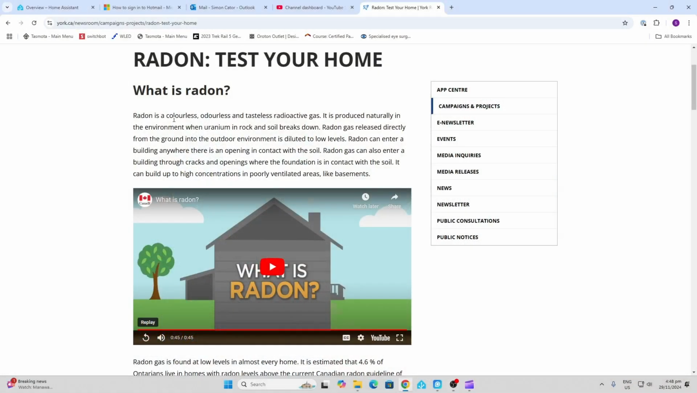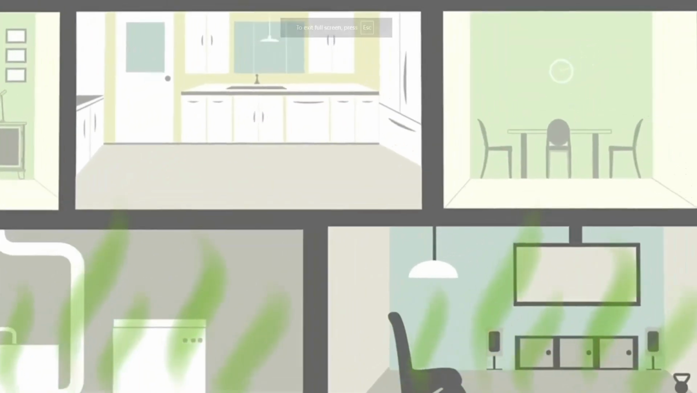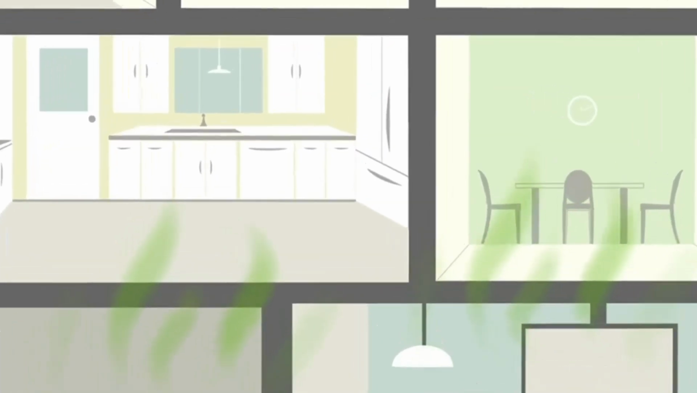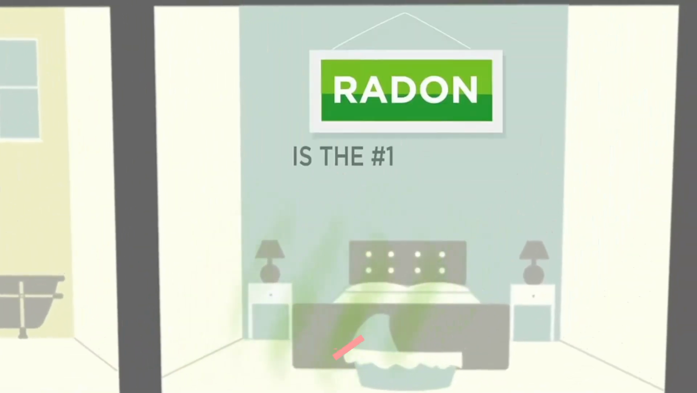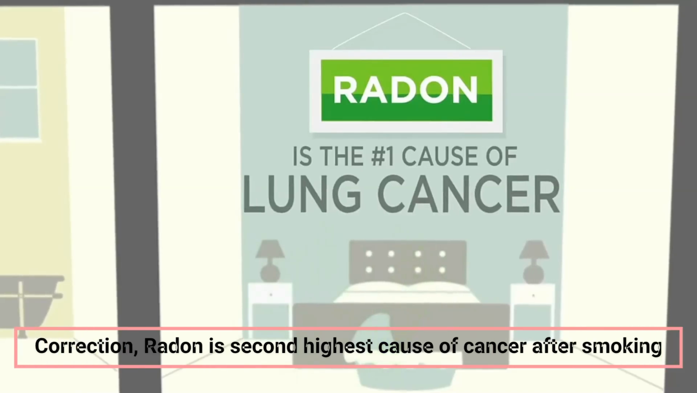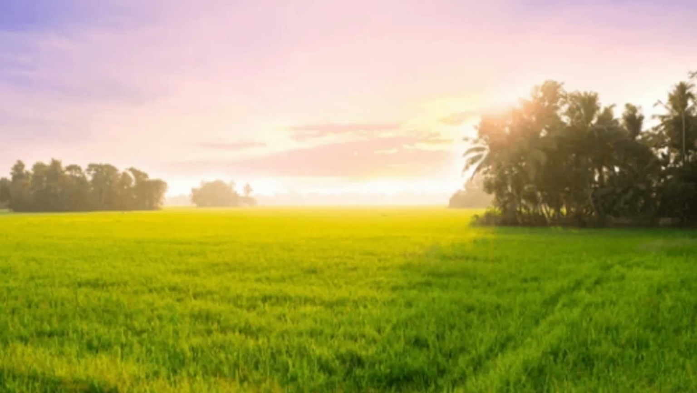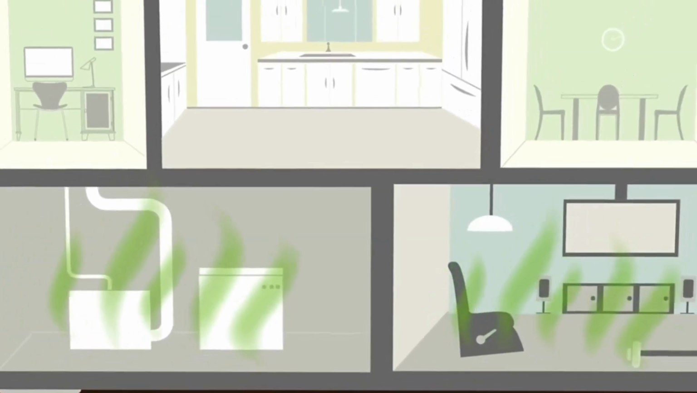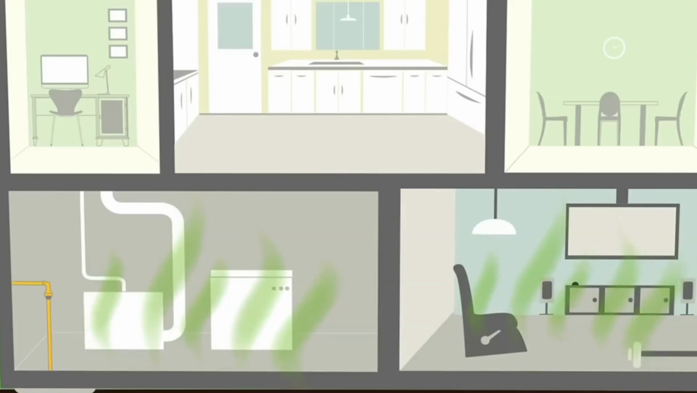So radon is a colorless, odorless, and tasteless radioactive gas, which is produced naturally in the environment when uranium in rock and soil starts to break down. It's released directly from the ground into the outdoor environment. Now, when you're outdoors, it's normally pretty safe because you've got fresh air moving it away continuously. But when it appears underneath your house where you're exposed to the soil, you want to make sure that that is not going to make its way up into the home.